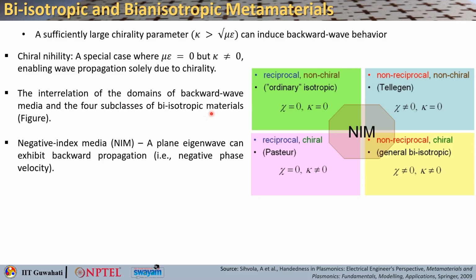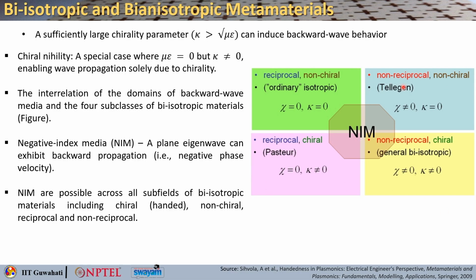So, here you can see the interrelation of the domains of backward wave media and the 4 subclasses of biisotropic materials, right. What we are considering are all basically negative index media here. So, you can think of 4 categories. Something like reciprocal: when it is reciprocal, chi equals 0, and this one is reciprocal and non-chiral. So, you have the ordinary isotropic medium. You can write them as chi equals 0, kappa equals 0.